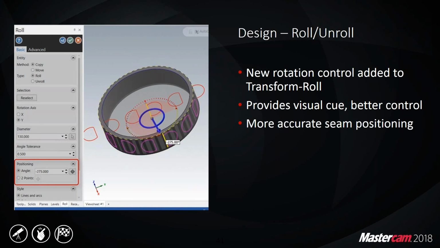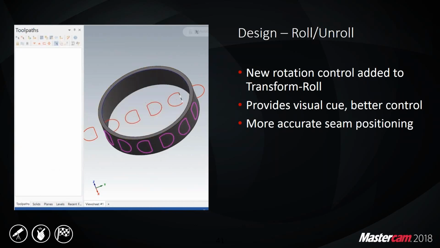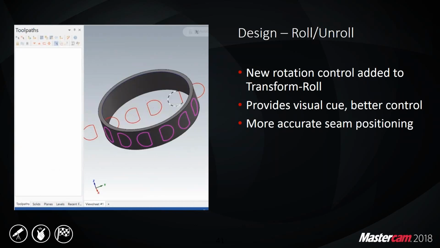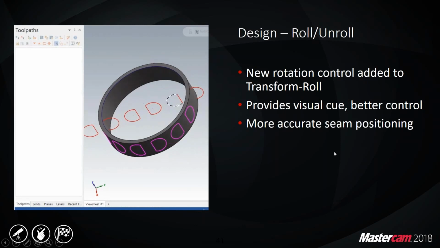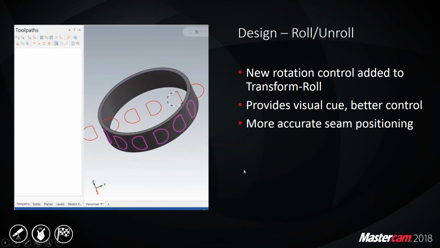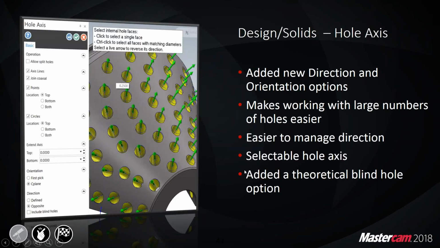But really any command that we move to that interface, which ideally will all be moved over there as we work through it and update the interface, but roll unroll is one of them that got that enhancement for 2018.